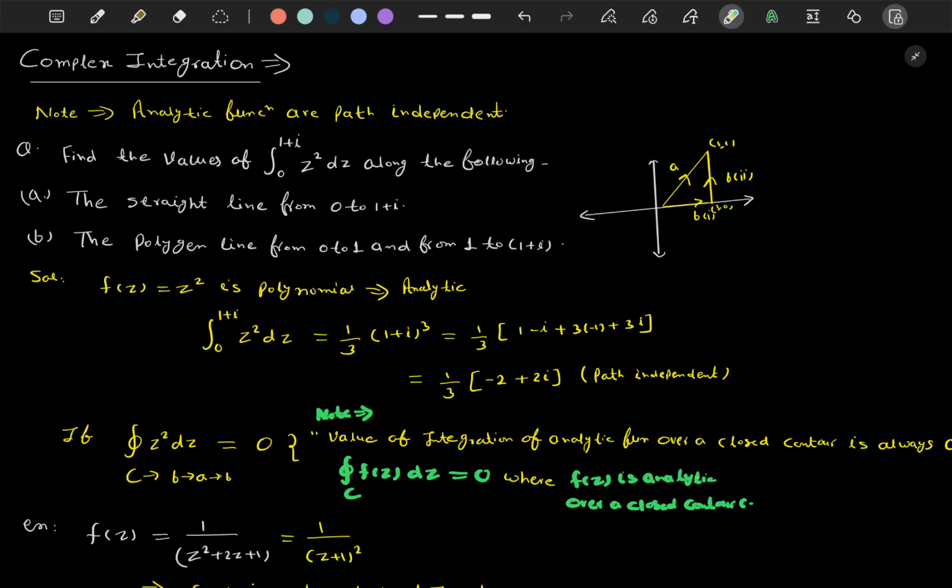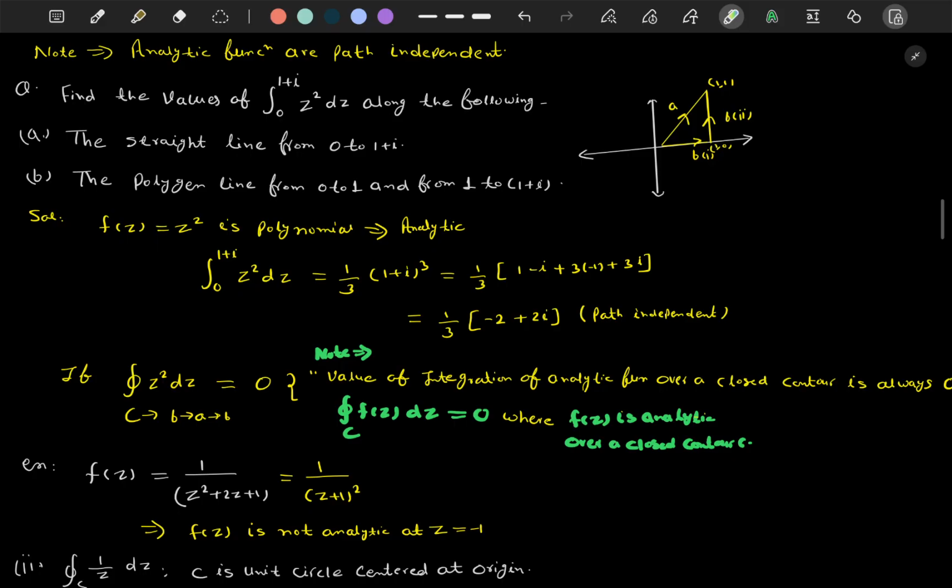So we know that complex integrations are path independent. Whether you calculate this way or this way, path A or path B, the value of the integration will be the same. The function is z square, which is a polynomial, and we know that all polynomial functions are analytic functions. Just simply do the integration and you will get the value minus 2 by 3 (1 plus iota).